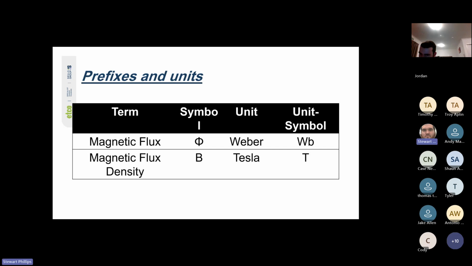So prefixes and units: magnetic flux, symbol phi, unit Weber, unit symbol Wb. Flux density, symbol B, unit is Teslas, and the unit symbol is T.